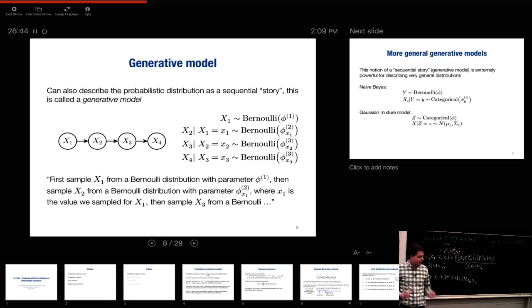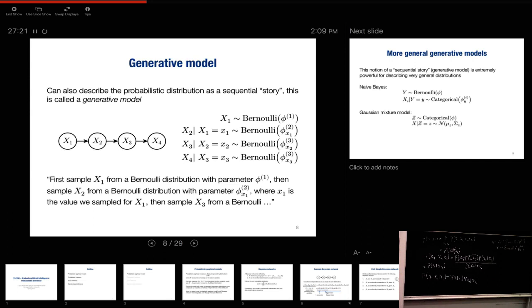Now, given that value of x1, we sample what x2 should be. So we also have a parameter for all possible values of x1. If x1 equals 0, then our next parameter would be, say, phi2,0. That's the probability that x2 is going to be equal to 1, given that x1 is equal to 0. And we now sample x2 according to a Bernoulli distribution with this parameter. And you continue this process as such.